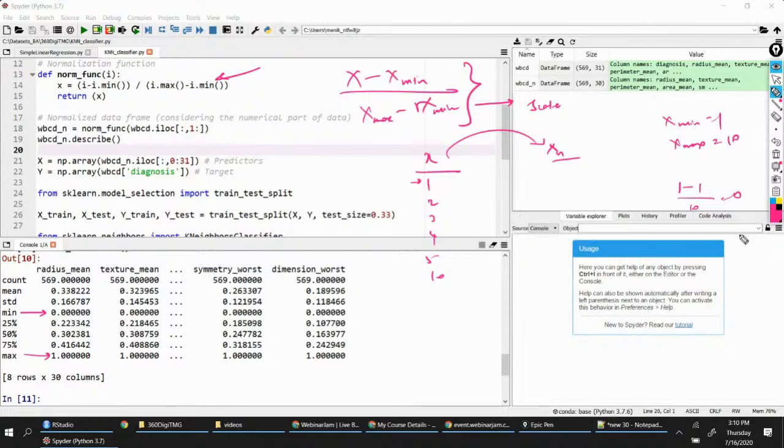Then we apply the same formula to 2. Now what happens? 2 minus 1 by 10. So this becomes 1 by 10, sorry, my bad. Now we are applying this to the third one. 3 minus 1 by 10, 2 by 10, 4 by 10. 5 by 10 is 1 by 2 and 10 by 10 is 1.